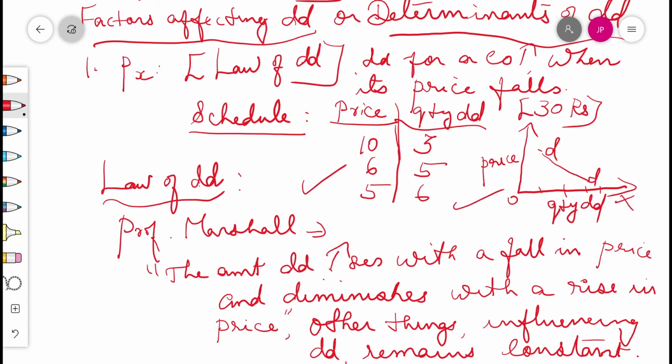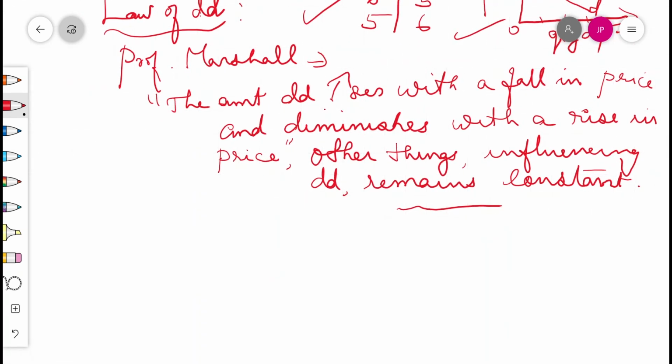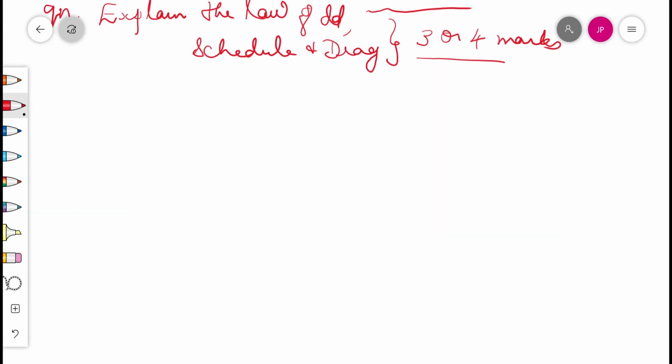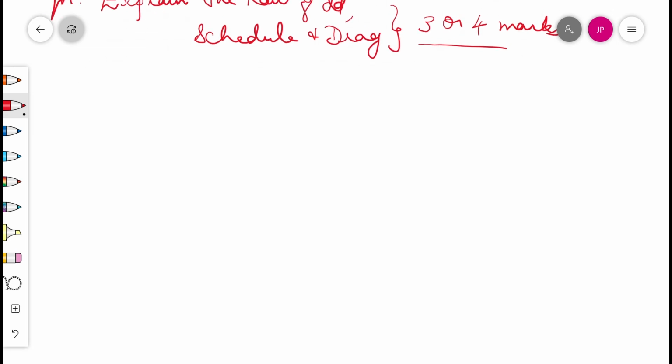So you are getting a question: explain the law of demand, for 3 marks. Schedule and diagram. Same schedule, Apple story. So a 3 or 4 marks question comes with the diagram. When we are learning the law of demand, only price changes, and other factors influencing demand remain constant.